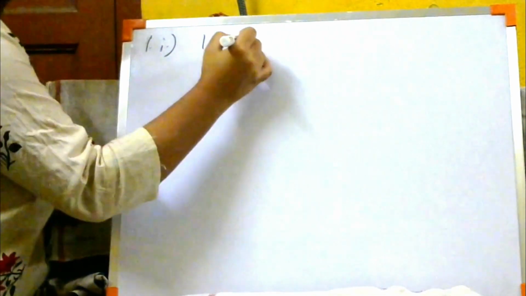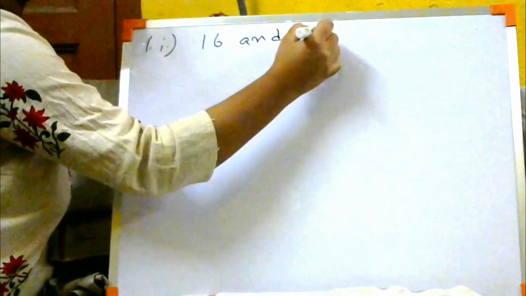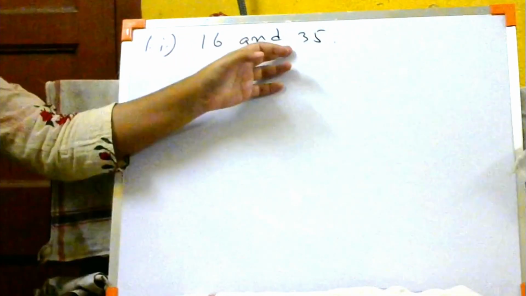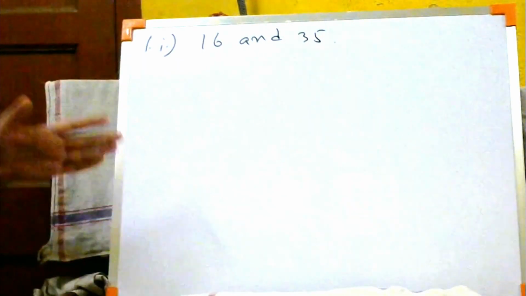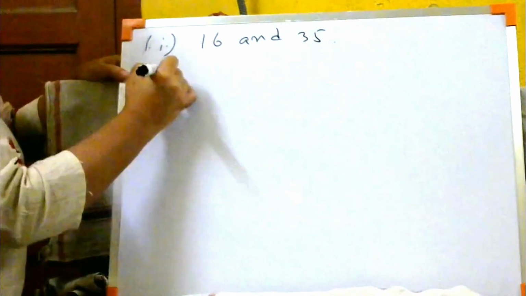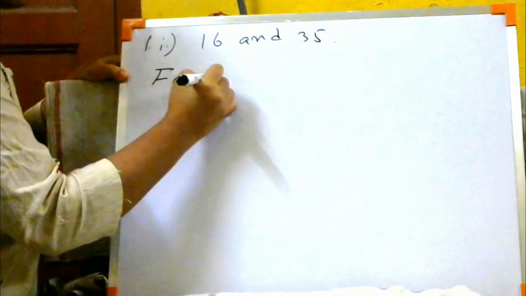So let us go to exercise 8B, question number 1, part 1. It is 16 and 35. The numbers are 16 and 35, isn't it? So now you have to find the HCF of these two numbers using the common factor method. What does that mean? For that you are going to start writing like this.